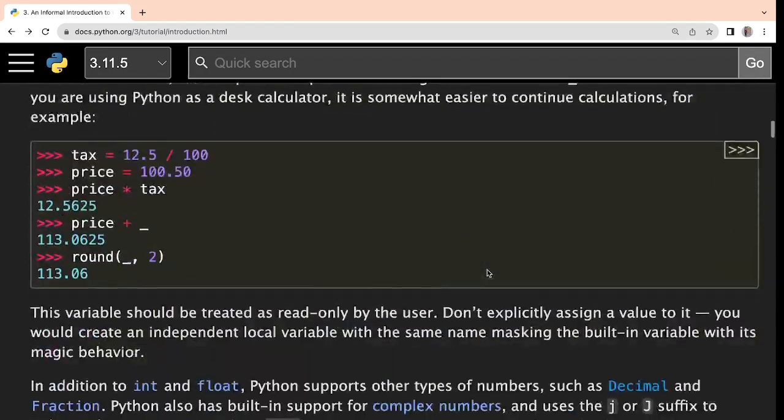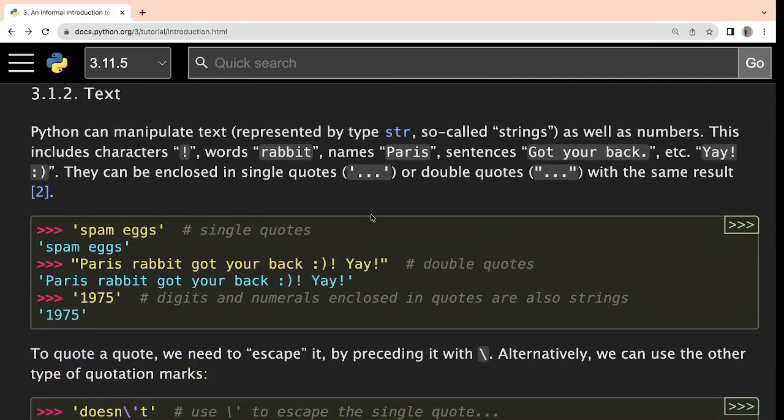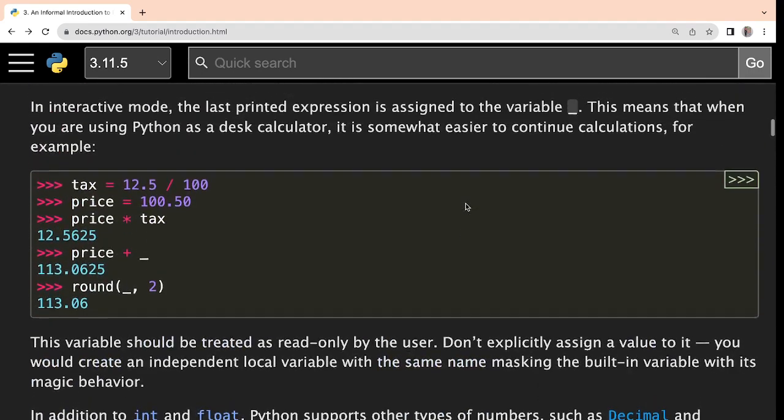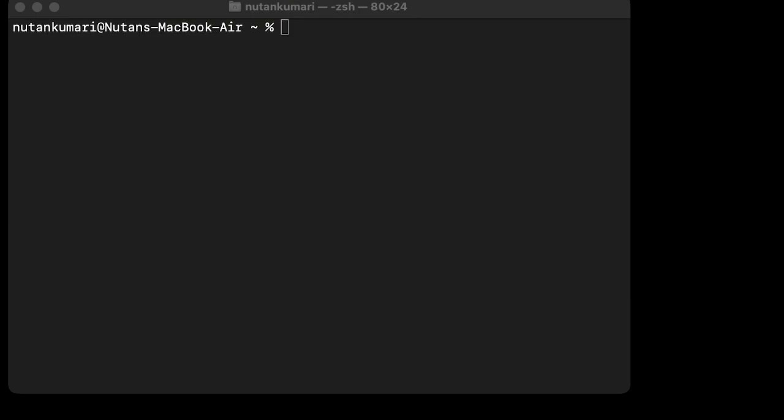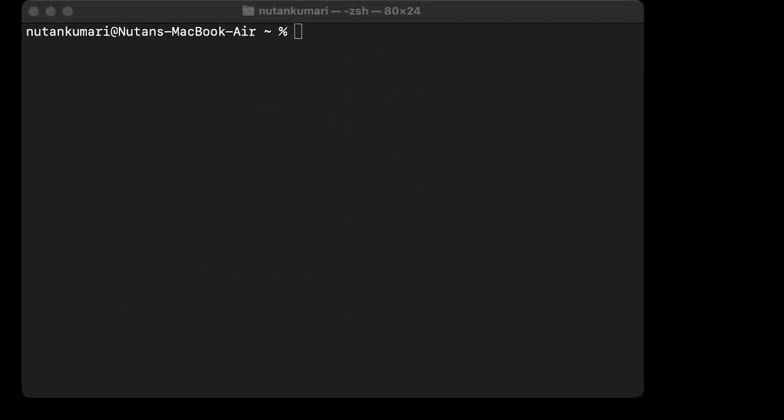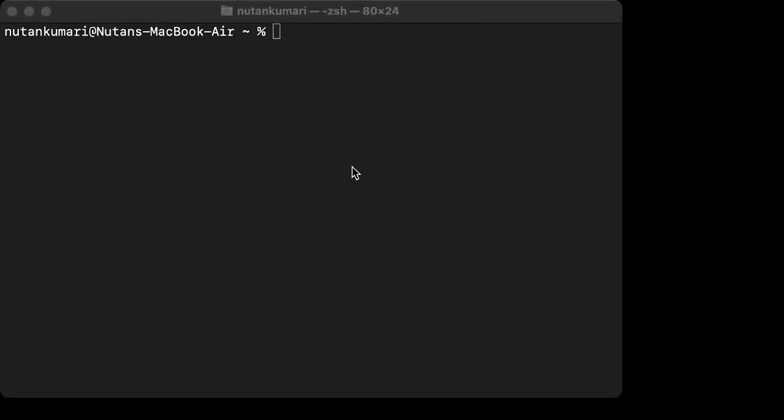Below this, text is also written, so most probably I will take this in the next lecture, not in this one. Right now we can just go to the terminal and see some numerical manipulations. I hope the terminal is visible.